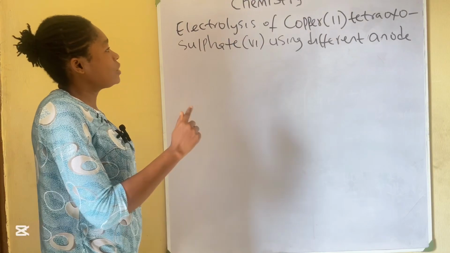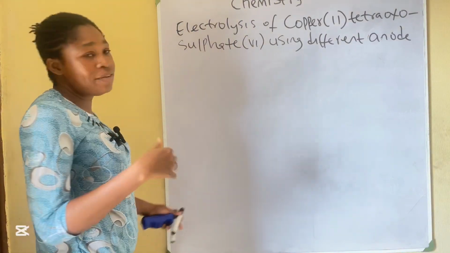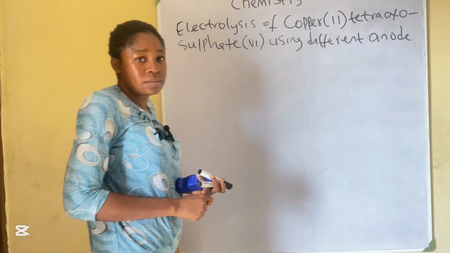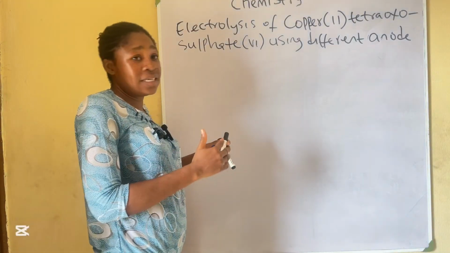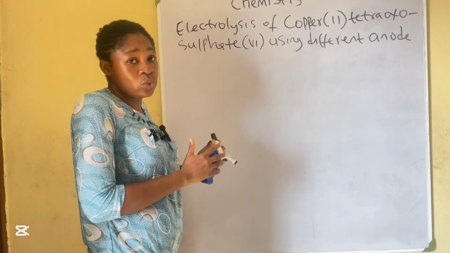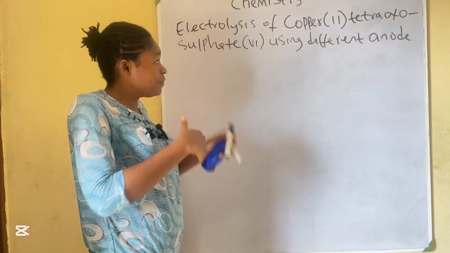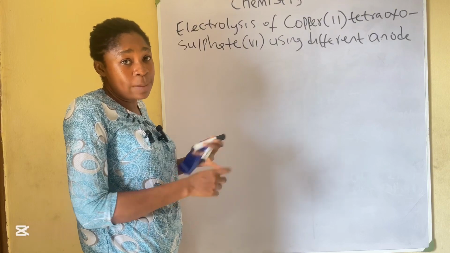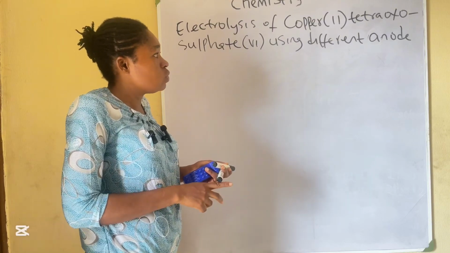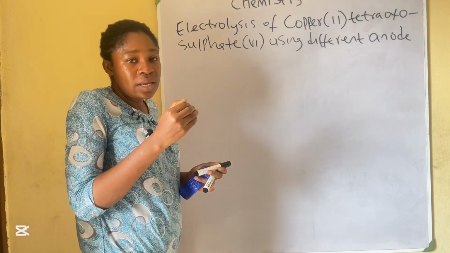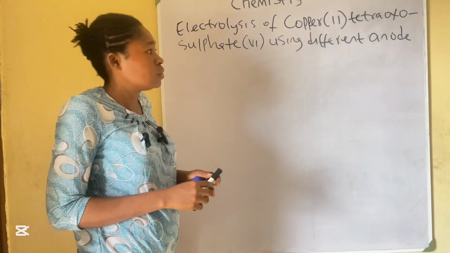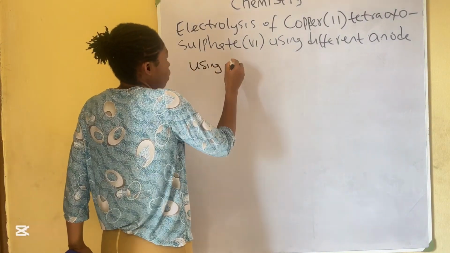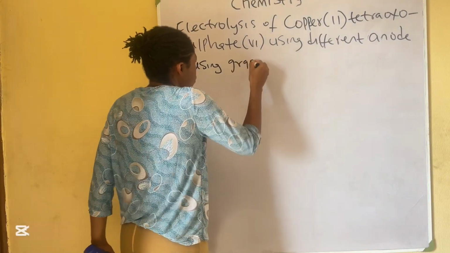The electrolysis of copper(II) tetraoxosulfate(VI) using different anodes. For number 1, we are going to use graphite as the anode, but copper is the cathode. So we're going to use different anodes. Number 1 is a graphite anode or carbon anode. Number 2, we also use a copper anode. So what happens using a graphite anode?